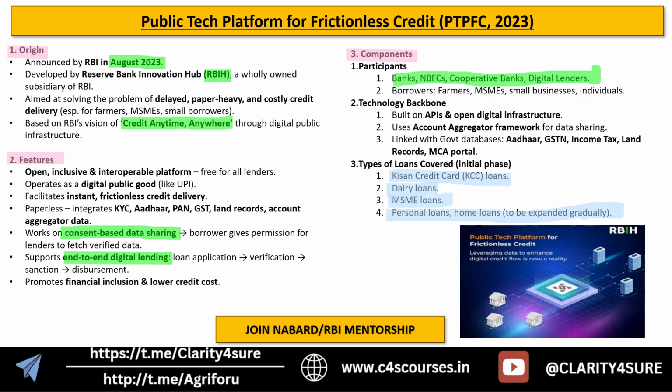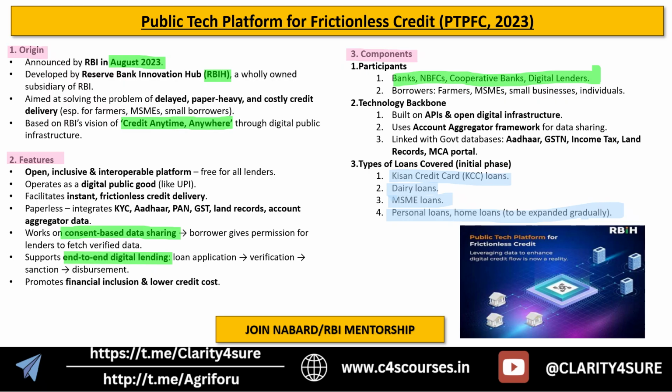To make the process hassle free and to speed it up, they have come up with this Public Tech Platform for Frictionless Credit, based on the RBI vision of credit anytime, anywhere through the digital public infrastructure. So what are the features of this particular PTPFC? It has an open, inclusive and interoperable platform which is free for all lenders. It acts as a digital public good, and it facilitates instant frictionless credit delivery, and it is paperless.